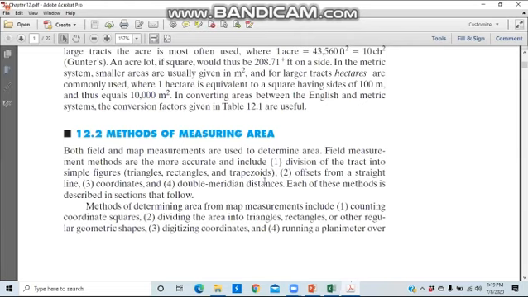The second method is offset from a straight line. So sometimes there is an area which has some kind of irregular shape attached to it. The major area comes under the regular shapes, but some of the area is an irregular shape. So you draw a straight line on the other side of that irregular shape area, and we will see how we can calculate the area of that irregular shape, which is called a tract, right?